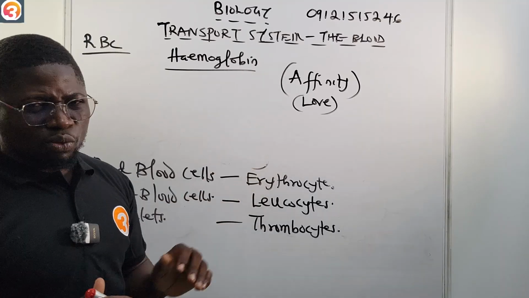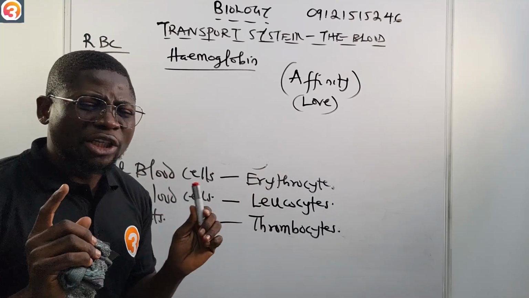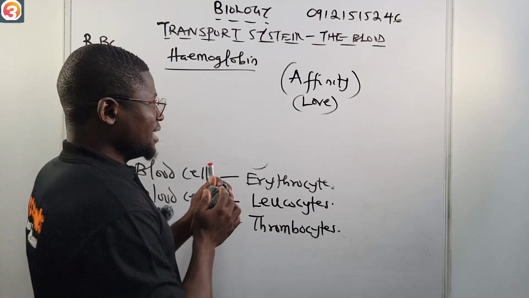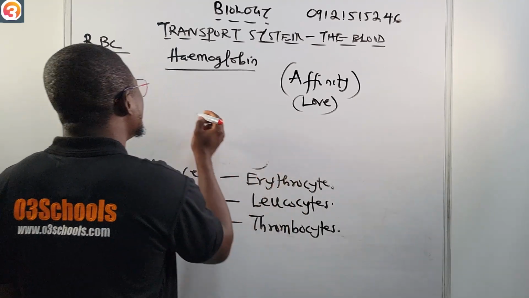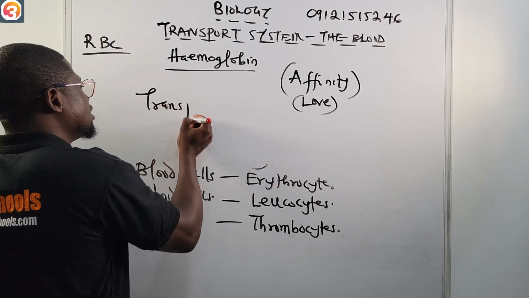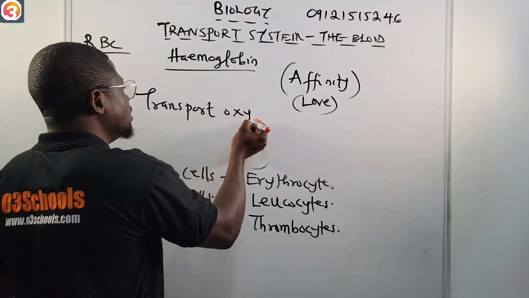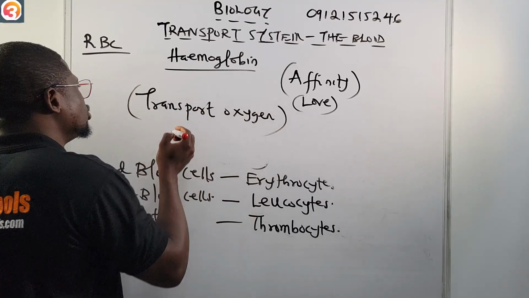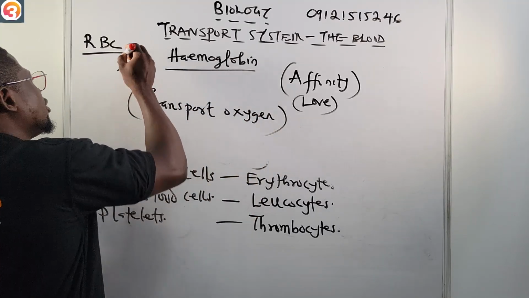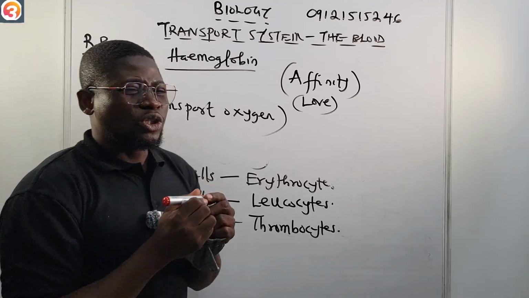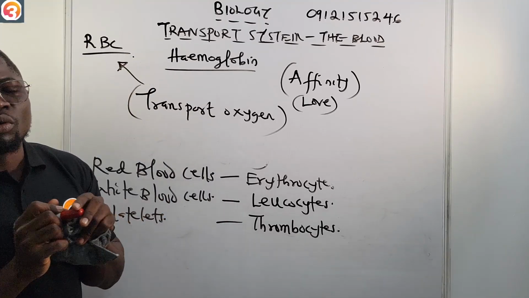And that is why the major function of the red blood cells is to transport oxygen. That is the major function of the RBC: to transport oxygen.